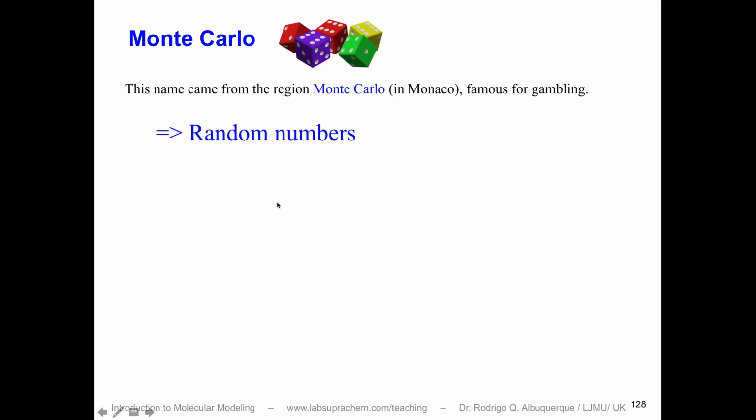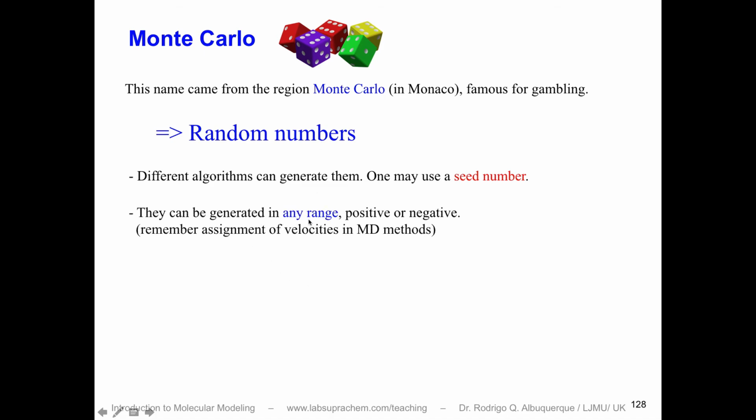I will briefly discuss the Monte Carlo technique. This name came from the region Monte Carlo, which is very famous for gambling. In gambling casinos, we use a lot of dice, so random numbers. The central idea of Monte Carlo techniques is that they are based on random numbers. Different algorithms can generate these random numbers. We can use a seed number, which is just a number used to help in the generation of random numbers. They can be generated in any range, positive or negative, by making small transformations and multiplications. Just remember the assignment of velocities in molecular dynamics methods. I discussed this in one of the earlier parts of this tutorial, perhaps part 3 or part 4. You can check later.